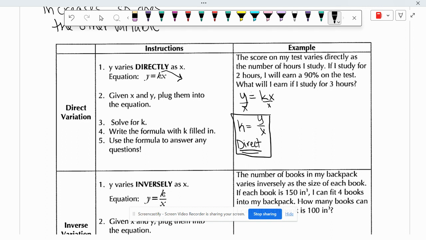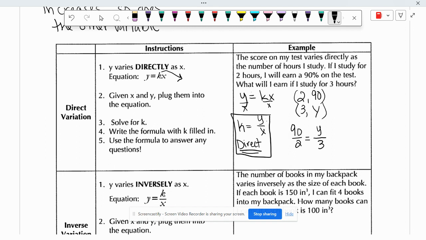So let's look at this first example. If I study for 2 hours, I earn 90%. Just think of that as an ordered pair: 2 hours, 90%. What am I going to earn if I study for 3 hours? Well, they vary directly. The more you study, the better your score is, right? That's a proportion: 90 over 2 equals y over 3.